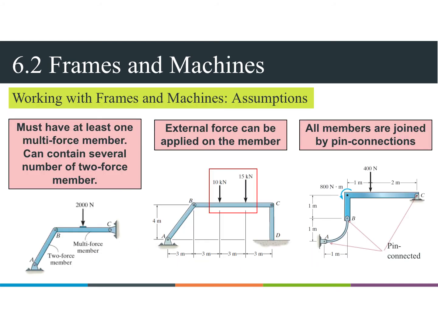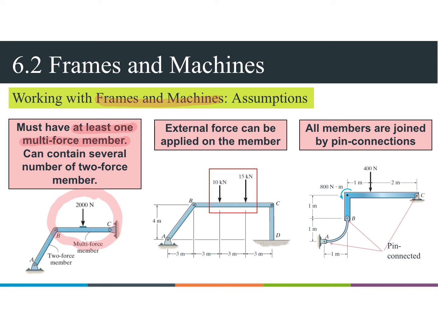Then, when working with frames and machines, we make several assumptions to solve the problem. The first one: we must have at least one multi-force member in our structure. It can contain any number of two-force members, no problem, but at least one multi-force member should be there. Then we consider it under frames and machines. This is the first assumption.